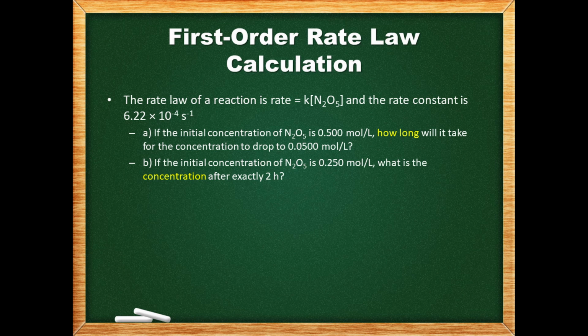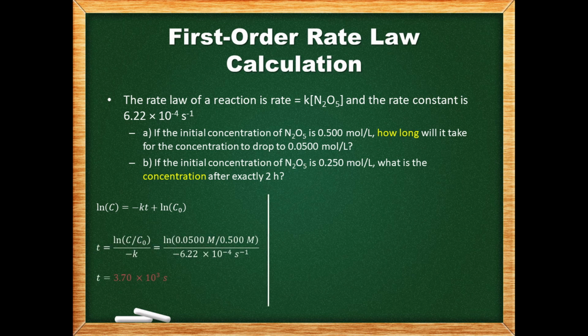Here we are analyzing a first-order reaction. If the initial concentration of dinitrogen pentoxide is 0.5 moles per liter, how long will it take for the concentration to drop to 0.05 moles per liter? Well, seeing as we have a value for the initial concentration, rate constant, and final concentration, we can use our integrated rate equation for first-order reactions, rearranging and plugging in the values we solve for the time.